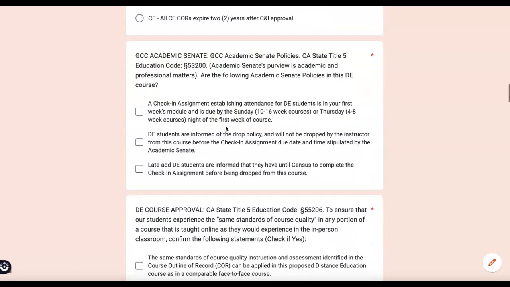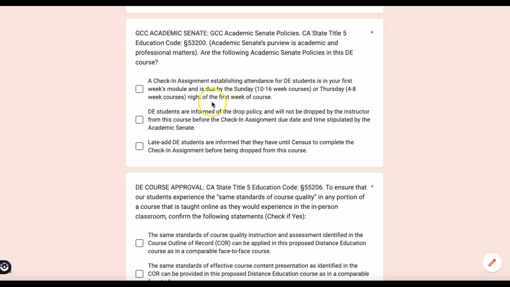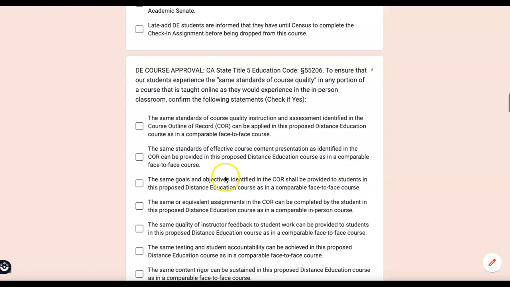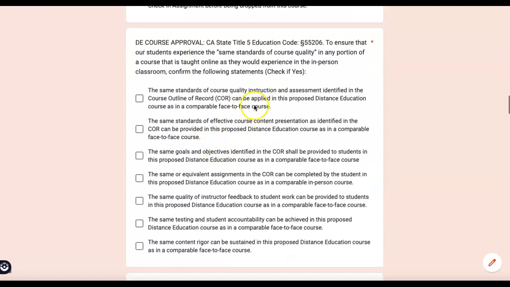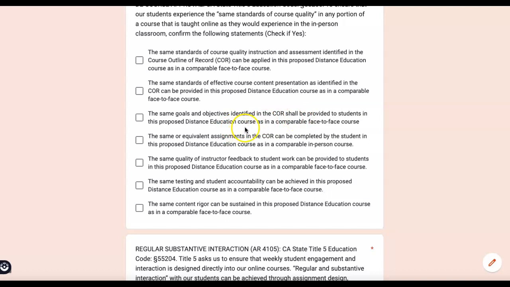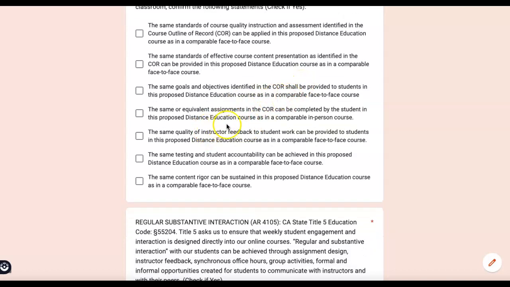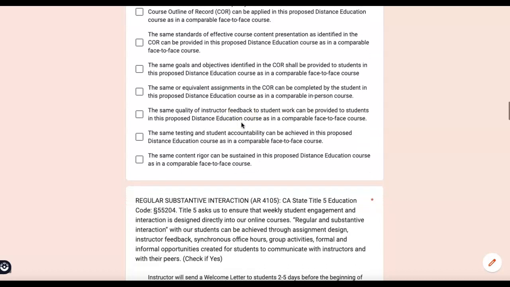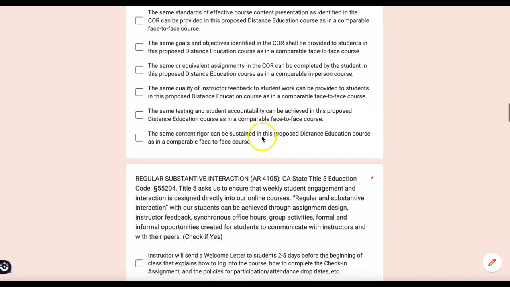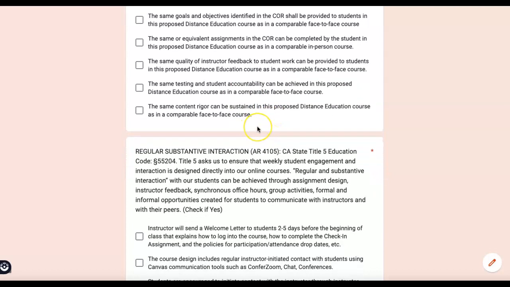These are required by the state, so we have to provide these: the check-in assignment, the DE students are informed of the drop policy, the late add DE students who get till census. Again, required by the state, we have to provide a course with the same standards and quality. We have to have effective course presentation. We have to have the same SLOs as appear on the COR, the same or equivalent assignments as are suggested on the COR, the same quality instructor feedback, and that is something that surprisingly we don't always see. The same testing and student accountability, and the same content and rigor.